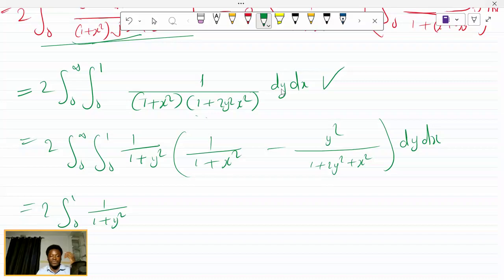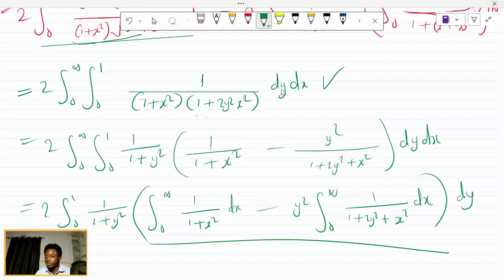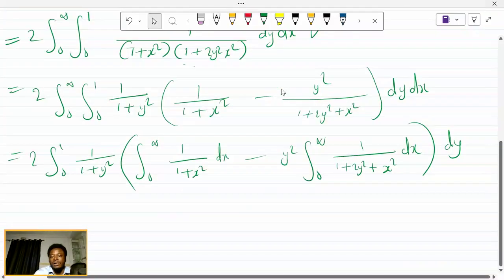So then you end up with something like the integral from 0 to infinity of 1 over 1 plus x squared dx, minus y squared times the integral from 0 to infinity of 1 over 1 plus 2y squared plus x squared dx. Then you would have dy. So we are going to first do dx before doing dy.